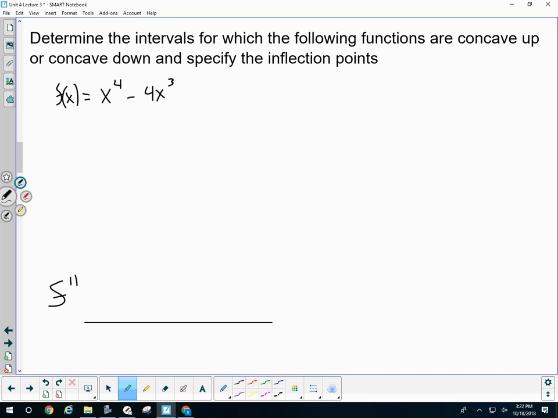Okay, discuss with your neighbors. How would we get there? How can we find a sign analysis of our second derivative? Discuss.